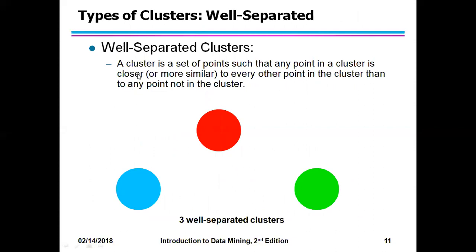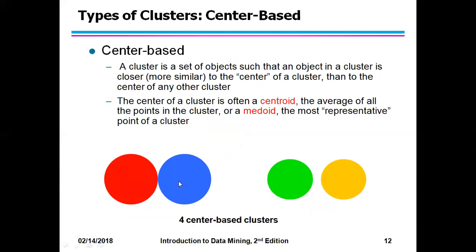Center-based is somewhere nearer. Here I can say that there are four center-based clusters. It's not necessarily required that they be nearer. The center of a cluster is often called a centroid, the average of all the points in the cluster, and any point nearer to that particular centroid lies in the same cluster. So this is regarding center-based clusters.